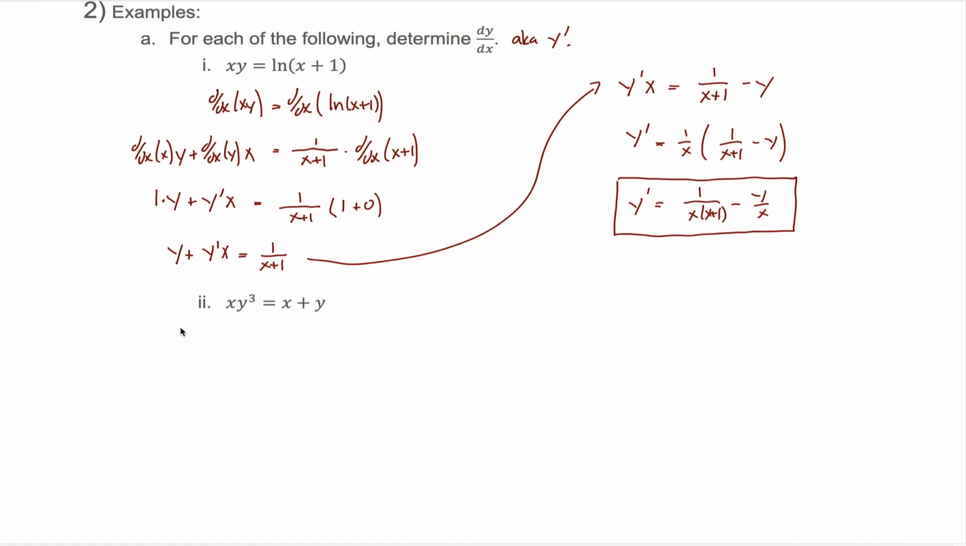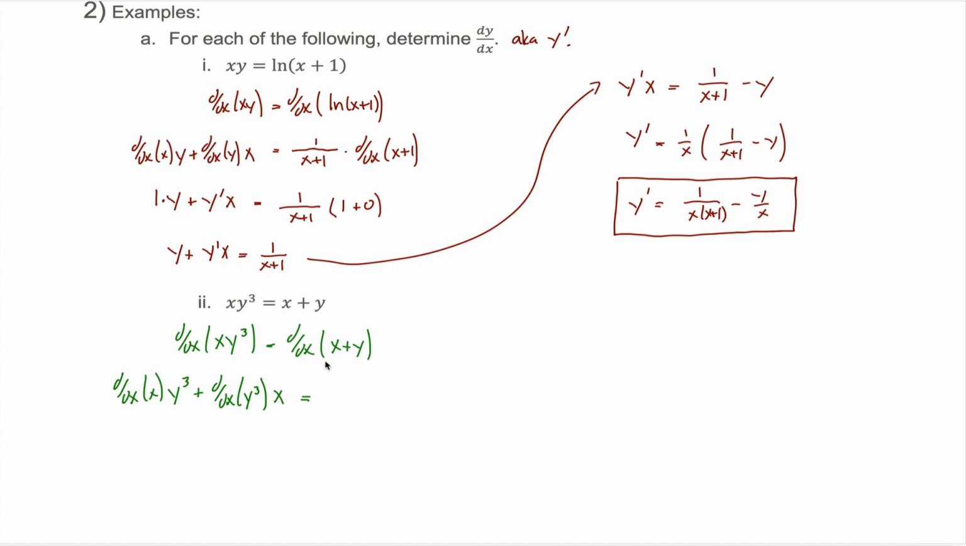Things over here are going to start out the exact same. We're going to take the derivative of both sides of the equation. So I got the derivative of xy cubed equals the derivative of x plus y. Start with the derivative of the left-hand side of the equation. Hopefully you recognize a product rule in here. So I got the derivative of x, and I want to multiply that by y cubed. To that I want to add the derivative of y cubed, which I will then multiply by x.